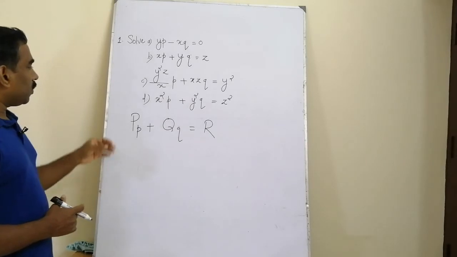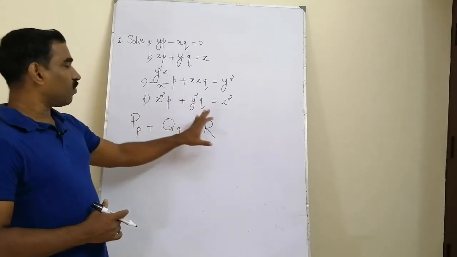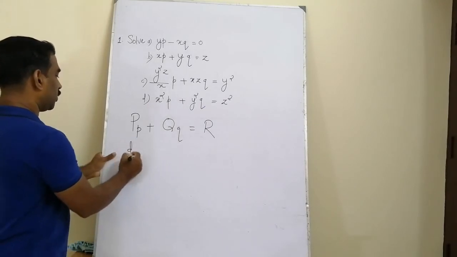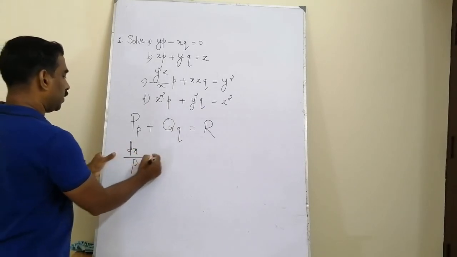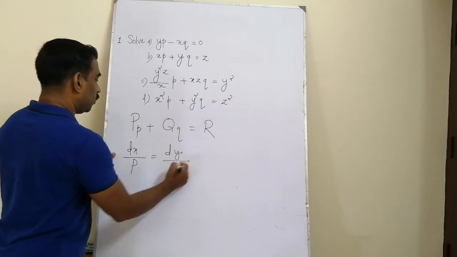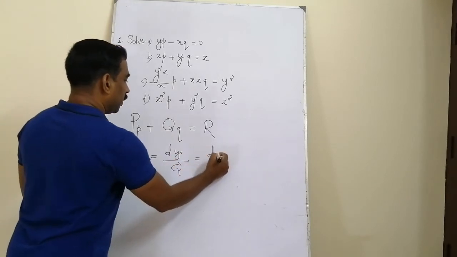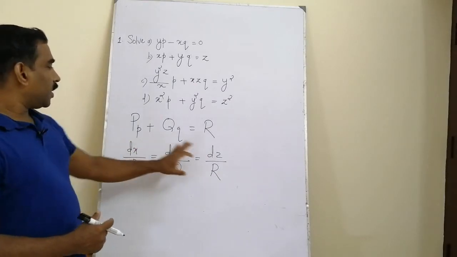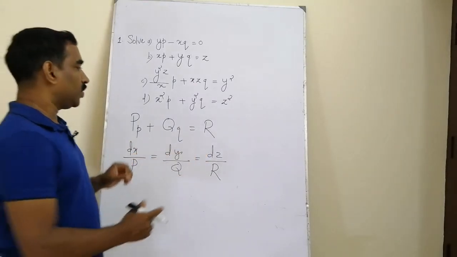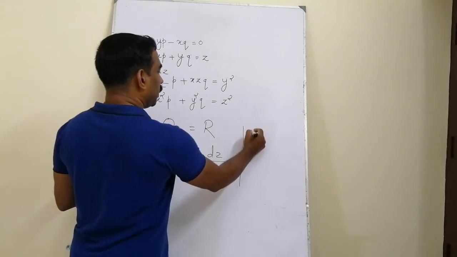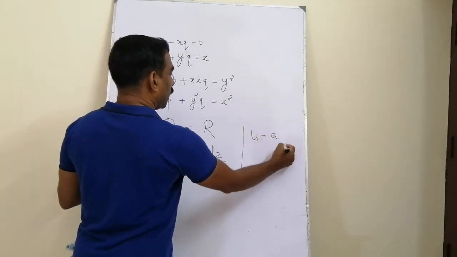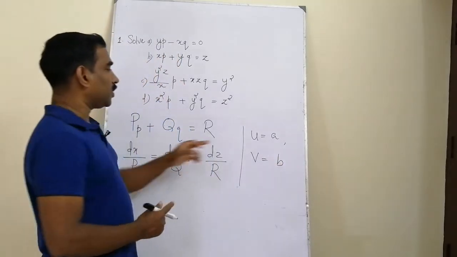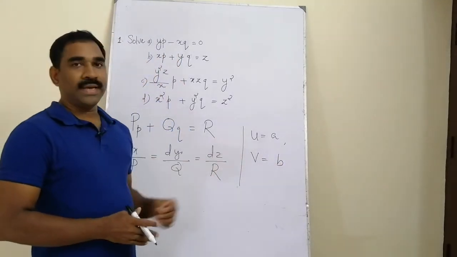And we can solve these differential equations by two methods. First of all, writing the subsidiary equations. What are the subsidiary equations? Subsidiary equations are dx by P is equal to dy by Q is equal to dz by R. And from the subsidiary equations, we can find two independent solutions. The independent solutions are, say, u is equal to an arbitrary constant a, and another independent solution is v is equal to b, where this u and v are functions of x, y, z.